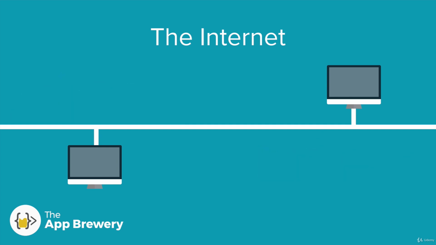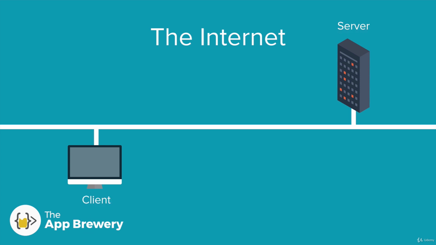Now, some of these computers attached to the internet have a very special job. They have to be online 24/7, ready to serve you all of the data and the files that you are requesting when you try to access websites. And the computers that are doing that job, we would call a server. And the computers that any user would use to access the internet is called a client.